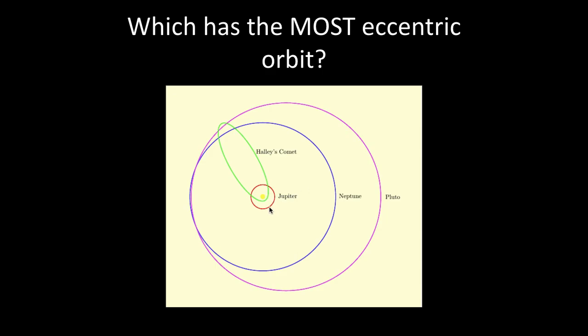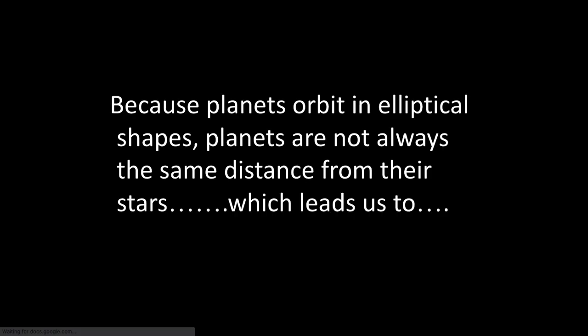I know you might be like, Jupiter, that's a circle, Miss Summers. It's not. If you measured this distance and this distance, they'd be ever so slightly different. Maybe not a whole lot. This is a very low eccentricity at Jupiter, but it's still an ellipse. It's still an oval, because Kepler's first law says that planets orbit in ellipses, aka ovals. Okay? So, because you don't have to write this down, because planets orbit in elliptical shapes, they are not always the same distance from their stars, which in our case is the sun. And that leads us to Kepler's second law.